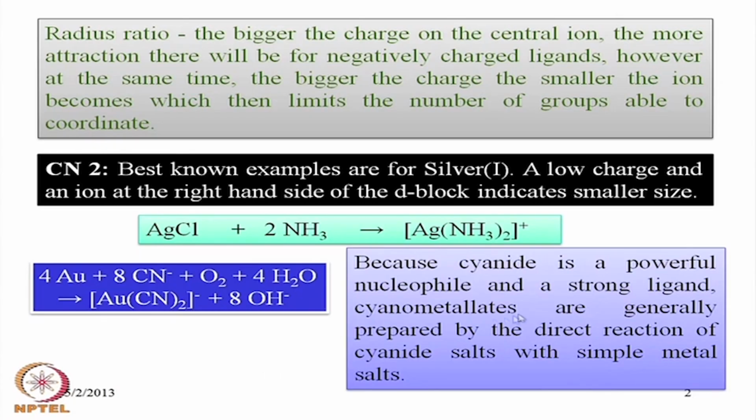Since it is a very strong and powerful ligand, cyanometalates are generally prepared by direct reaction of cyanide salts with simple metal salts. So, we can use potassium cyanide or sodium cyanide directly with the simple metal salt, or sometimes with the metal in elemental form.